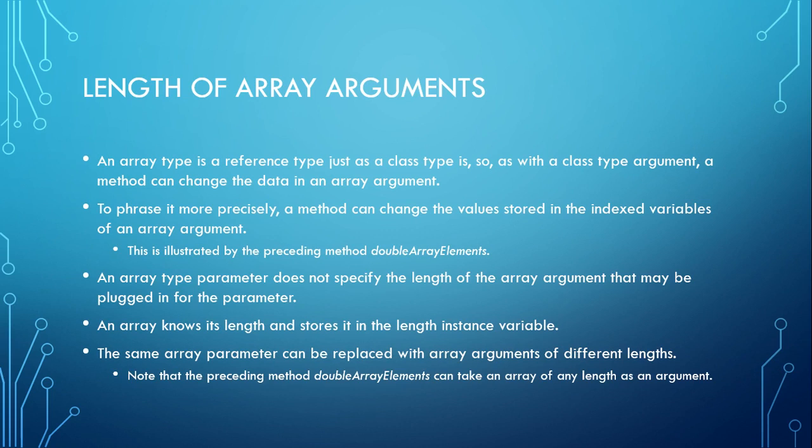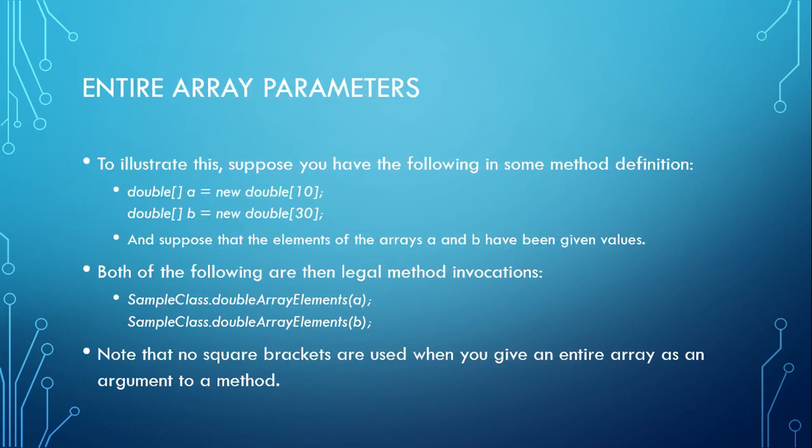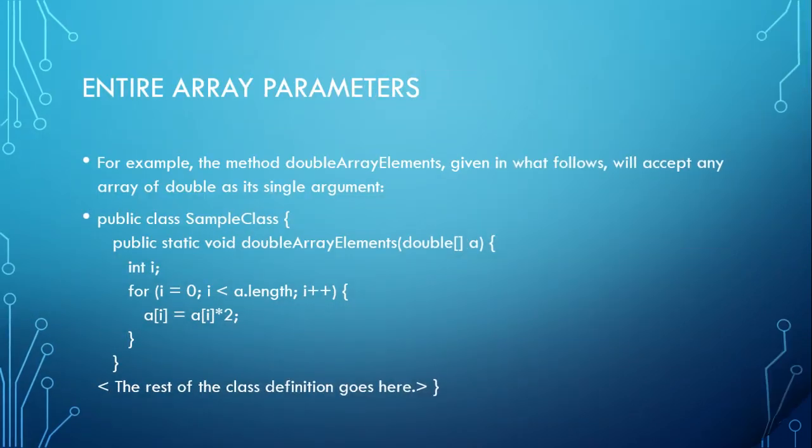The same array parameter can be replaced with array arguments of different lengths. Note that the preceding method, doubleArrayElements, can take an array of any length as its argument. If we just flip back real quick and take a look at that, you'll notice in here with this double array, there's no definition for the length of the array. It simply is called right here with a .length. Otherwise, you can put an array of size 1, size 10, size 100, whatever. It all would be handled with this parameter here.